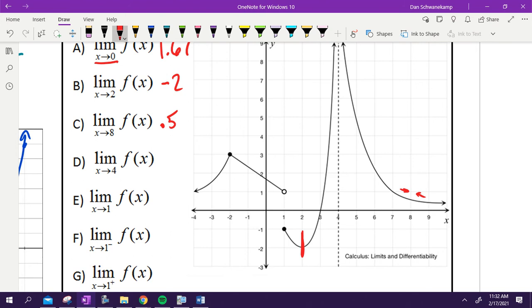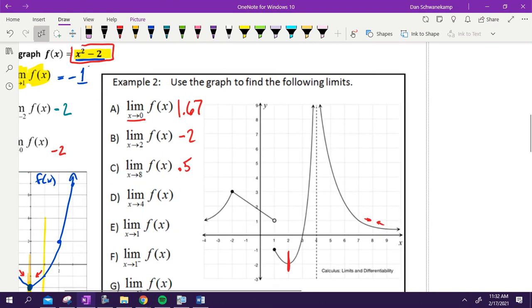Letter D here. Find the limit as x approaches 4. Okay, so if we're thinking about 4, here is 4 right here. We got one guy on this side walking this line. We got another guy on this side walking closer and closer to 4. Are they going to meet up? No. The guy on the left-hand side here, what number is he getting closer and closer to? 4. What y value is he getting closer and closer to? Infinity. He just keeps going up and up forever and ever because of that arrow.